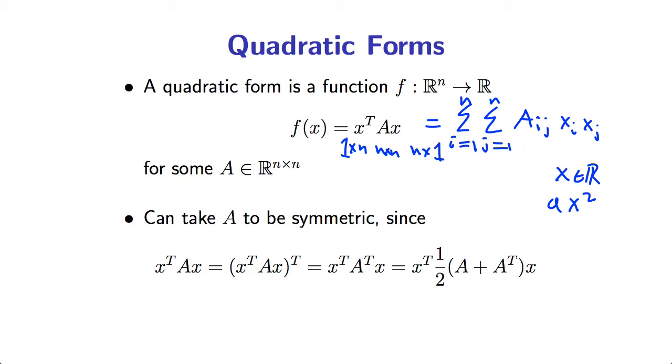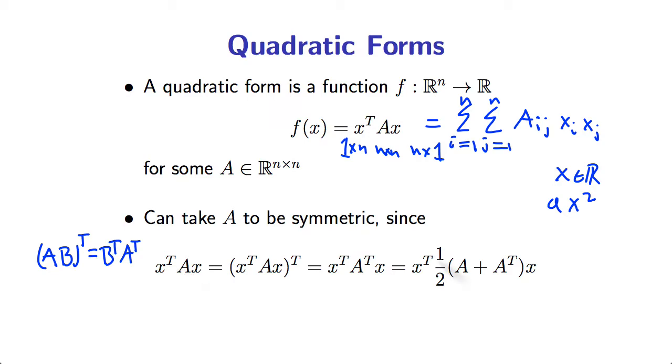Now interestingly, we can take A to be symmetric since this form we can write x transpose A times x. Well, this is just a scalar value, so it's equal to its transpose. And for a transpose, remember to take the transpose of a matrix product, we transpose each term individually and take their product in flipped order. So this would be x transpose times A transpose times x. And of course, this is the same thing here, just with A transpose instead of A in the middle.